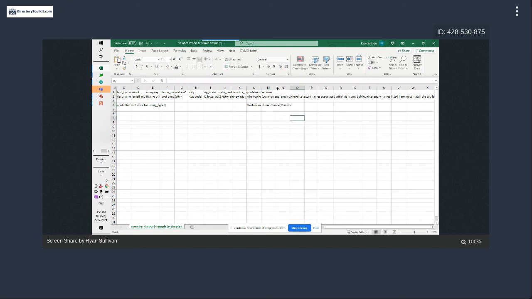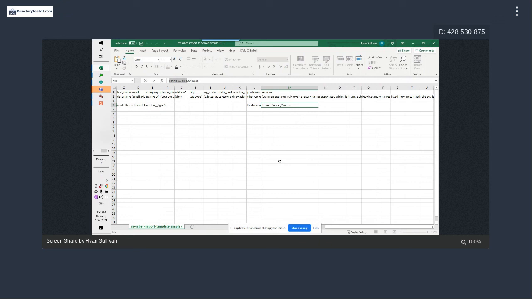That's how it would look in your database. It would say restaurants, ethnic cuisine, comma Chinese. And although this is a sub-level category and this is a sub-level category, it will automatically know when it sees the Chinese, it will automatically align it with the ethnic cuisine. But you have to have that sub-level category checked in order for it to have all three levels.